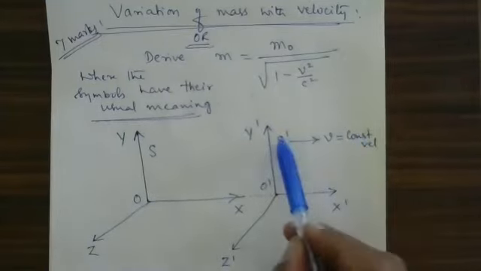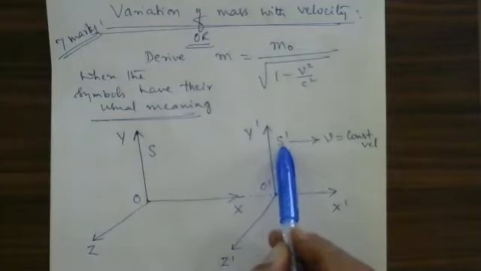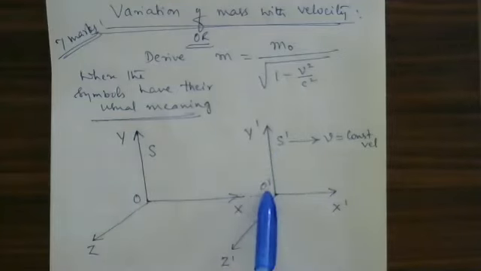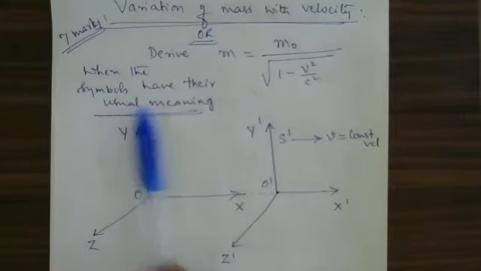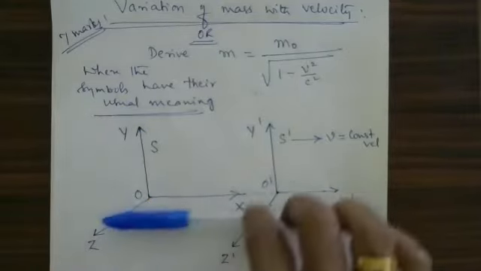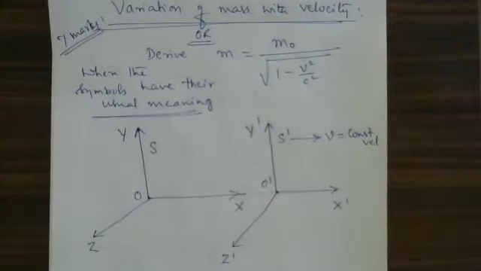This frame S dash has origin O dash and coordinates X dash, Y dash, Z dash. Initially, both are coincident: O and O dash coincide. As time goes on, the S dash frame keeps moving along the common x-axis. Hoping that you have understood.